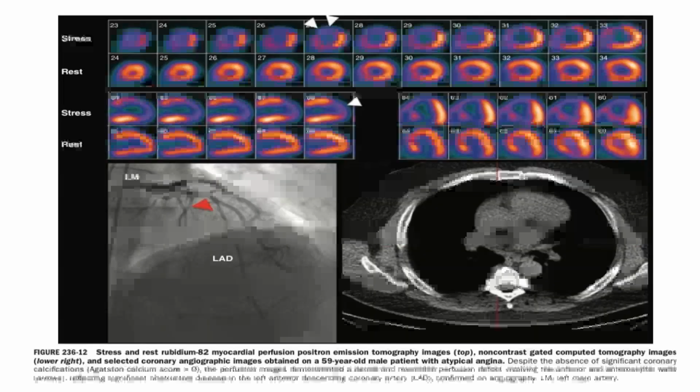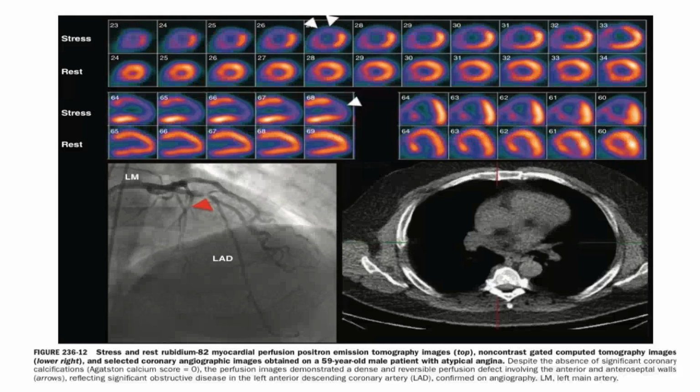This is a PET scan done with rubidium-82 tracer. It is done at both rest and stress. Though there is no calcification, Agatston score 0, we see that during stress there is a reduced uptake in the anterolateral wall, suggesting that there might be some problem with the LAD. Coronary angiography was done, and there was found to be a lesion in the LAD.